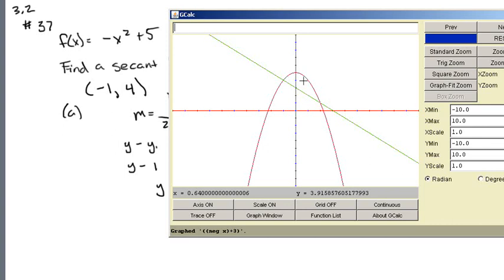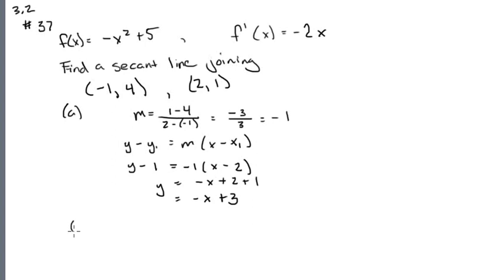The mean value theorem guarantees that there will be at least one tangent line that will be equal to this secant line for some value x in an interval from -1 to +2. So let's try and find that. So that is part B.